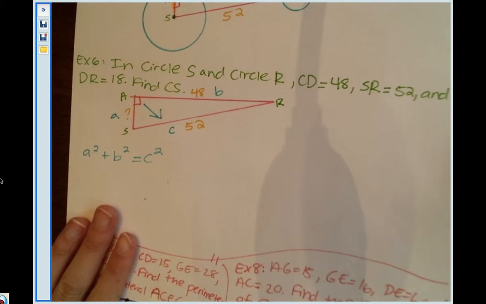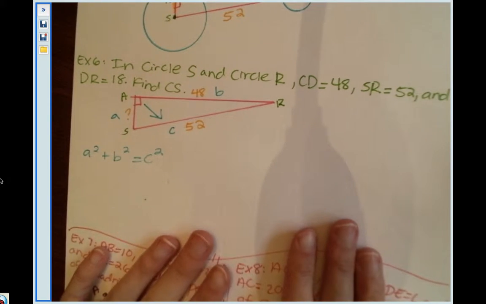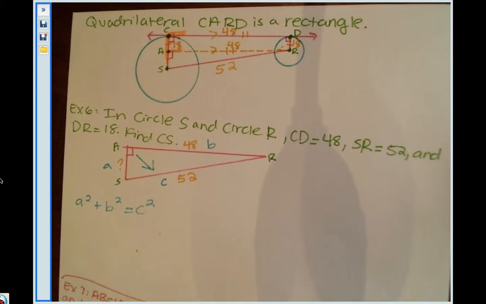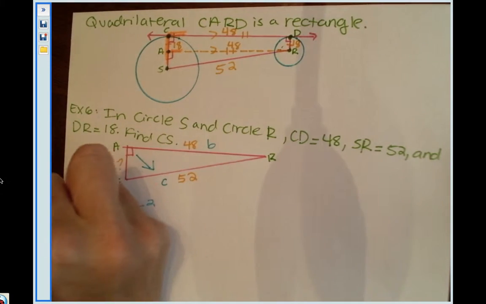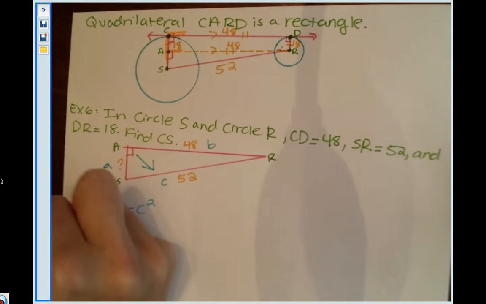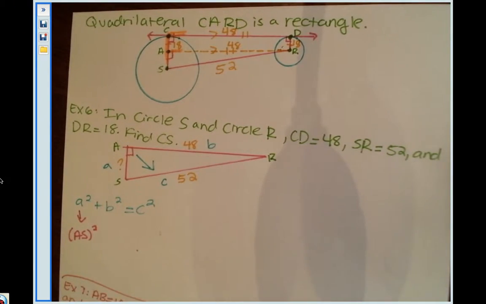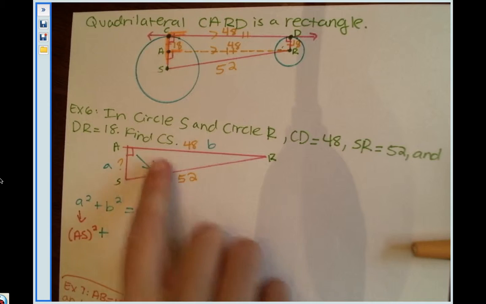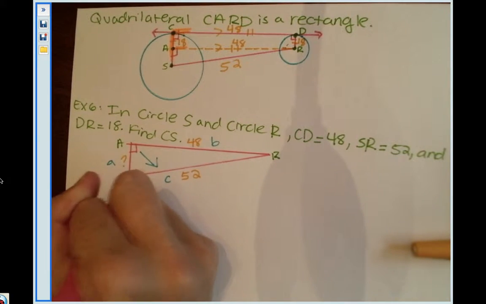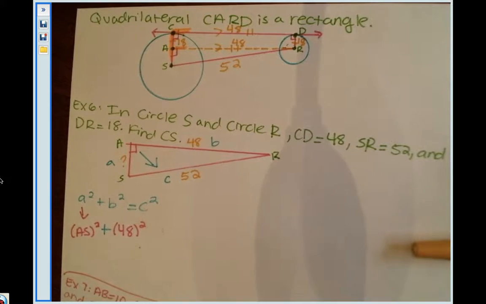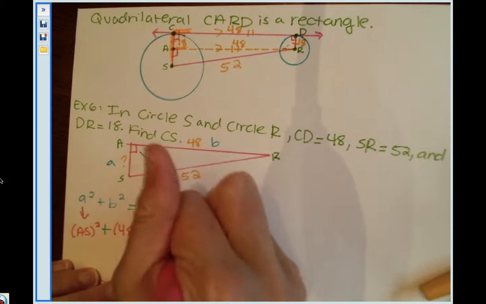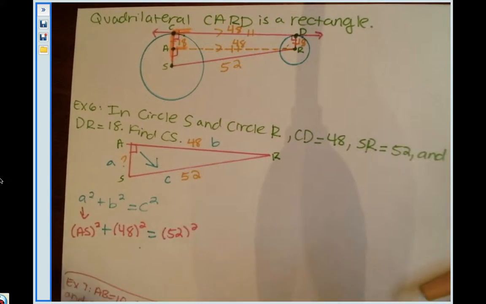All right, so let's substitute in our values and solve for side AS. And then we'll be so close to solving for the next one. So get excited. Okay, let's get going. So I'm going to substitute in my values. A squared is the side I don't know, which is AS. So AS squared plus B squared, which B is side AR, which is 48, equals C squared, which is 52 squared, because this is side C.